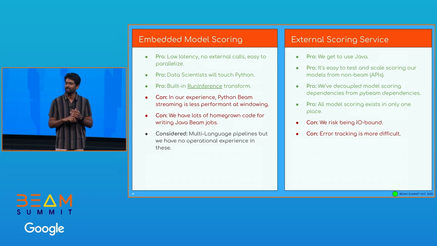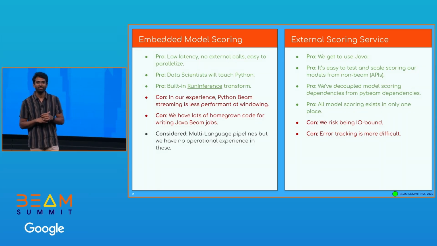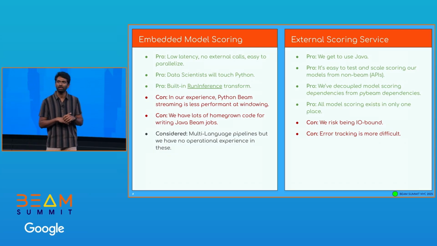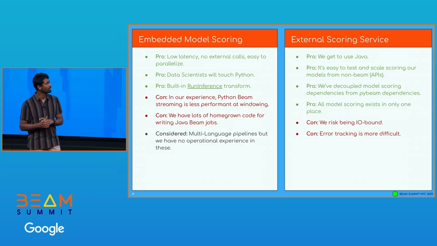And for cons, we were skeptical about being IO bound, but we'll see how it turned out towards the end of this presentation. And error tracking was difficult, but it's not undoable. We had to include our own retry logic and all that, but it's not an unmanageable amount of work.